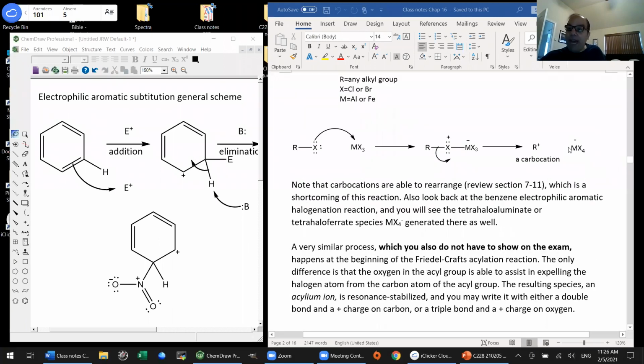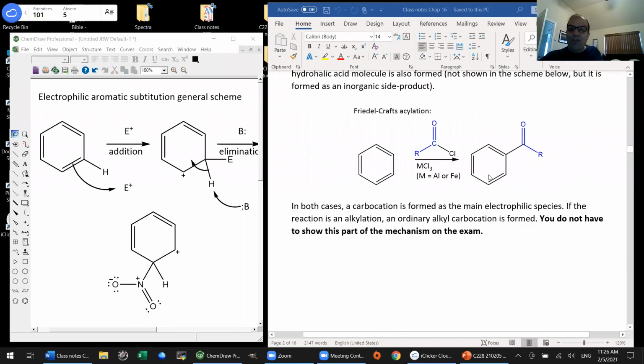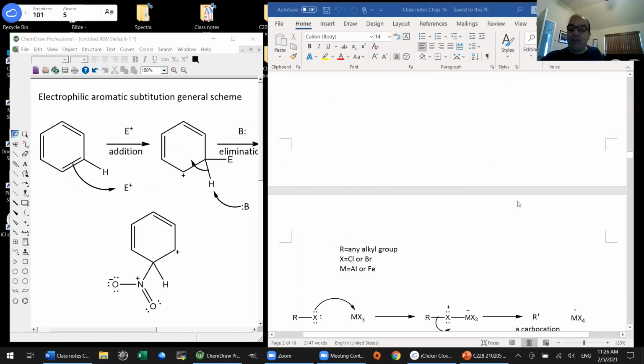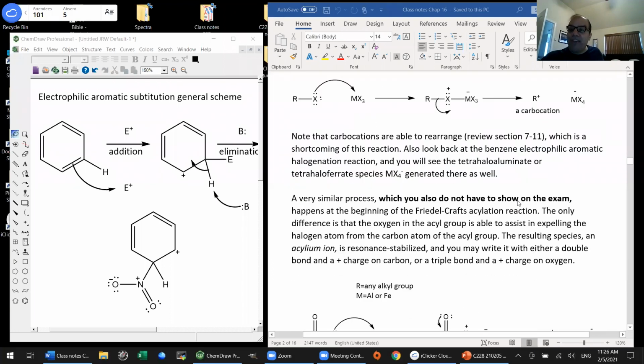In fact, we have ways, they're in your book, of reducing ketones of this type, reducing the carbon from C double bond O to CH2. So there's a few different ways to do that. So that's one way of getting around a potential rearrangement problem. You can do an acylation and then reduce the ketone to CH2. Like I said, that's there for your perusal in the book.